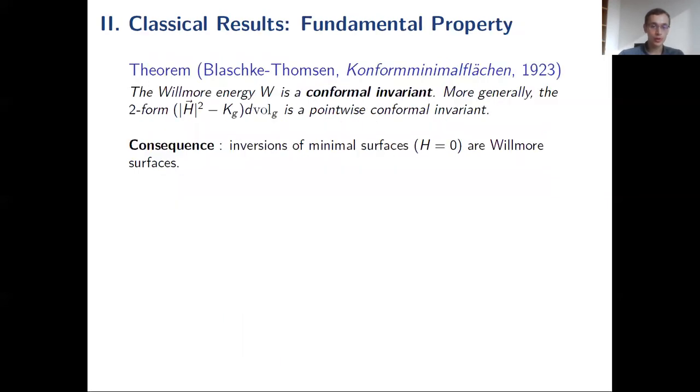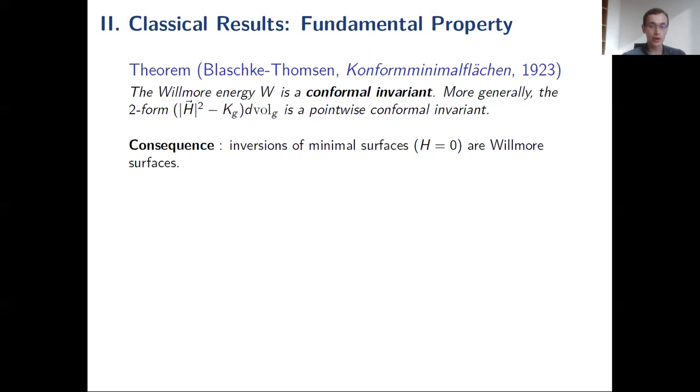Then we need to jump to the next century, because this work fell into oblivion until Blaschke and Thomsen reintroduced this quantity. And I don't think that they knew about the work of Poisson. So they were interested to study conformal geometry. And they noticed that this quantity was a conformal invariant. That is, if you take a Willmore surface and you make a conformal image of it, so translation, rotation, dilation, or inversion, then you get another Willmore surface. And the energy will stay the same too.